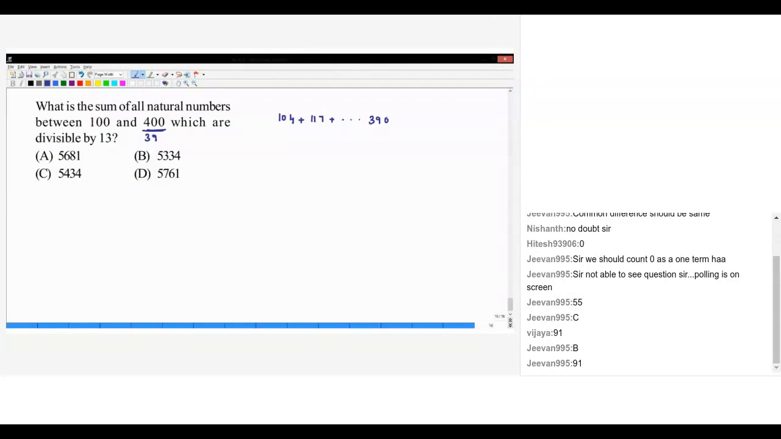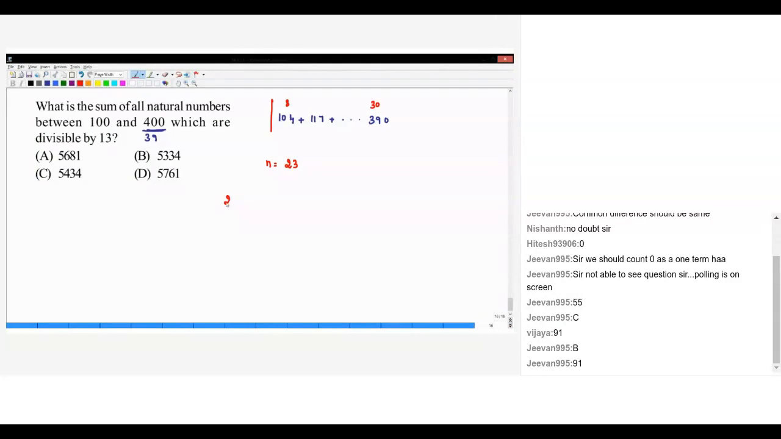Right? So how many? This is the 8th multiple of 13, and this is the 30th multiple of 13. So if you take 1 to 30, the first 7 you are taking out. Therefore, you can say there are 23 multiples. So how many numbers? n is equal to 23.